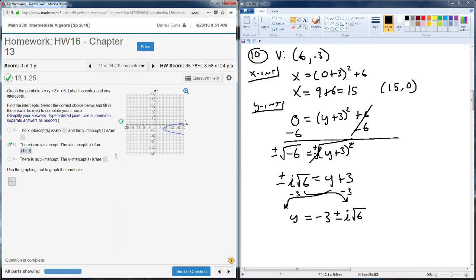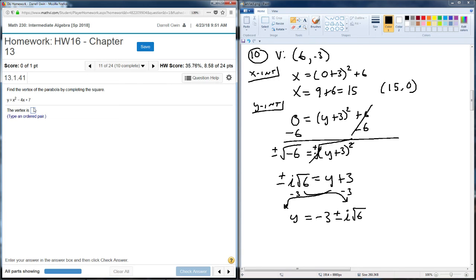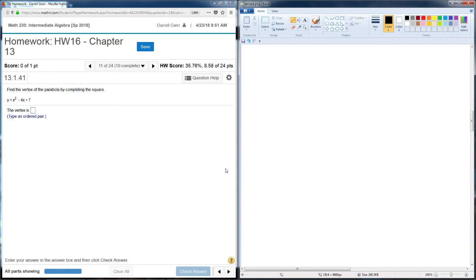Excellent. Alright. Find the vertex by completing the square. Ooh, I gotta do number 11. This is a hard one. Number 11.